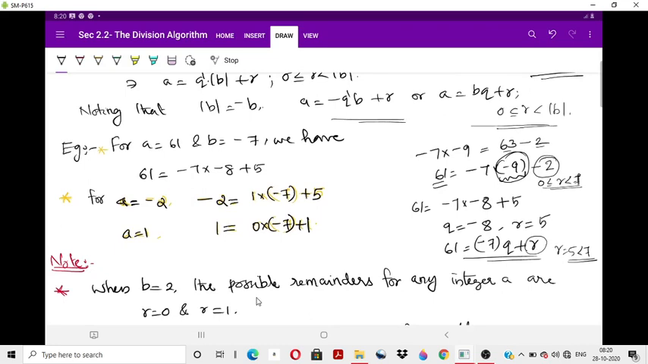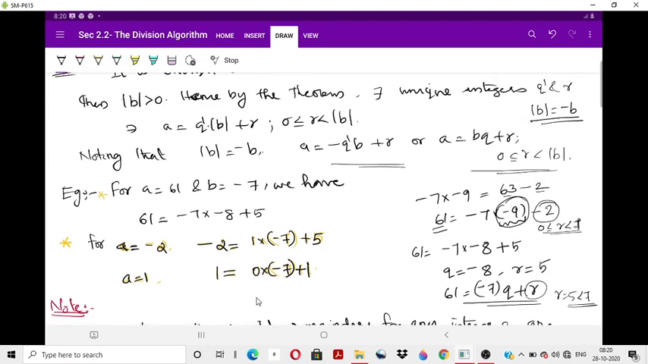So in this way, we can find the remainders. When a number a is divided by another number b, the possibilities for the remainder r will be 0, 1, 2, 3, etc., up to b minus 1. There will be b possibilities for the remainder r.